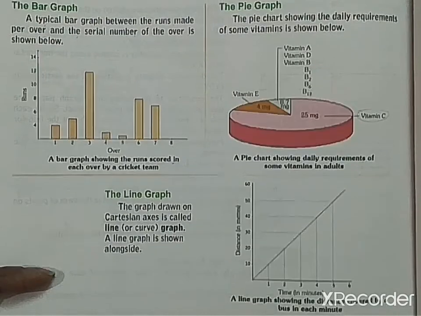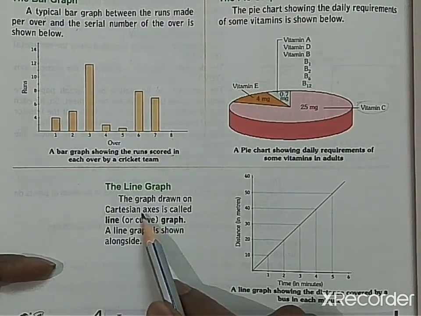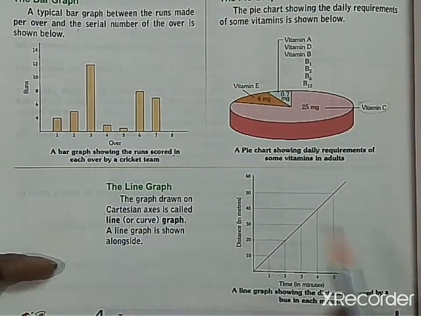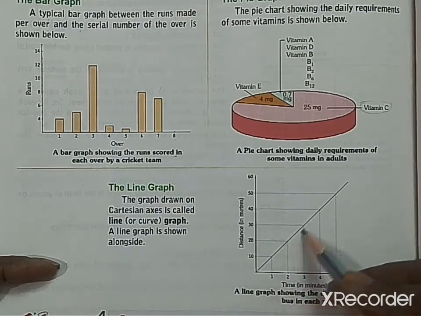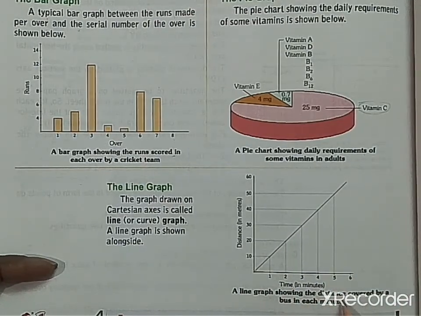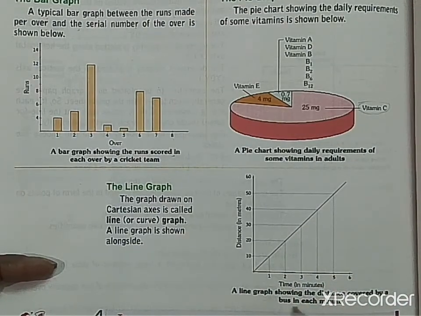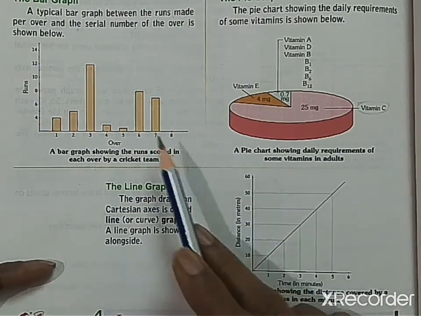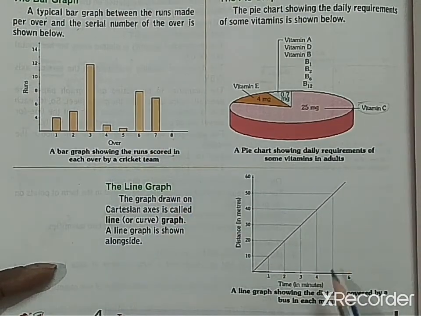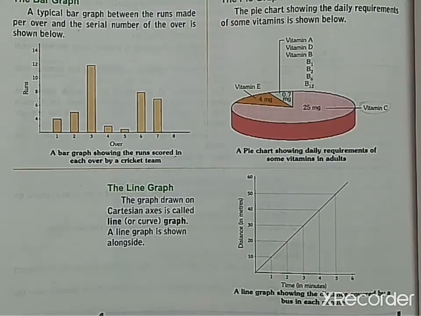Then the third type of graph is the line graph. This graph is showing simply one line. The line graph is showing the distance covered by a bus in each minute. So in these three ways we can represent our data in a graph.